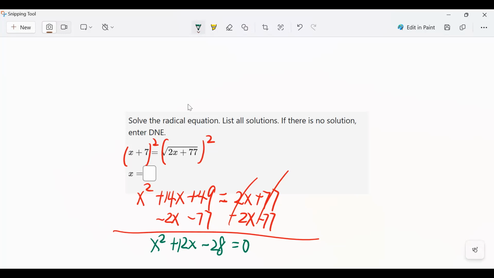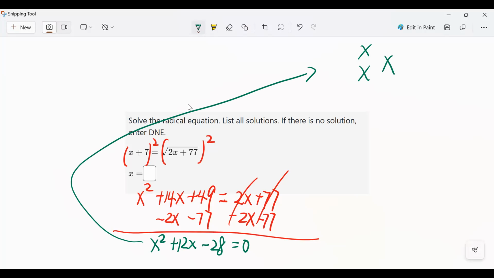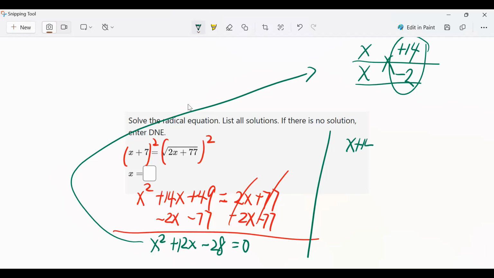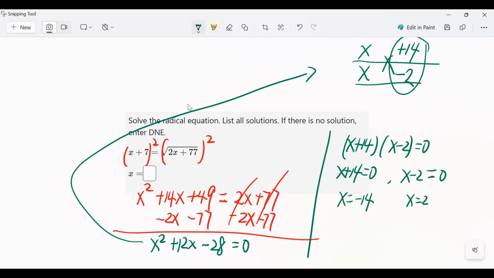Then we need to factor this trinomial on the left hand side. So this one goes like this. The factors will be 14 and 2. 14 is positive, 2 is negative. When you multiply, you get minus 28. When you add them, you get plus 12. So we get the right factoring here. So you get (x plus 14)(x minus 2) equals 0. So x plus 14 equals 0, solve for x. x minus 2 equals 0, solve for x. x equals minus 14, x equals 2.